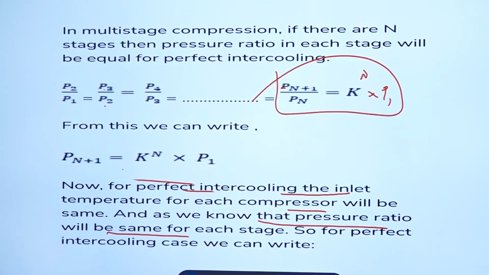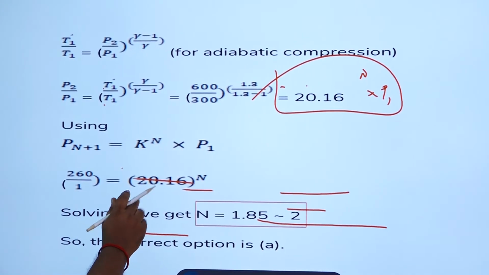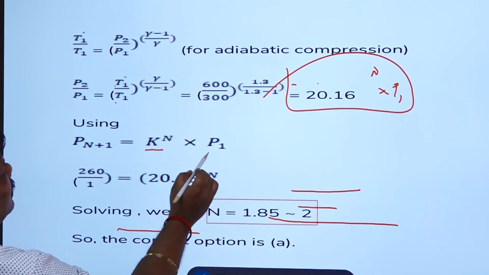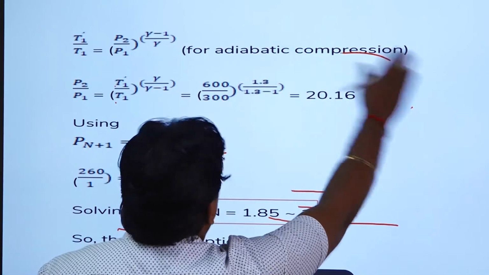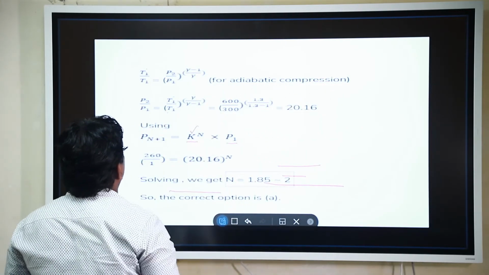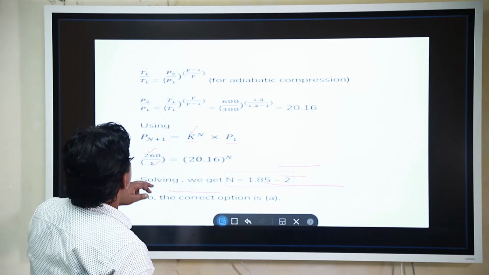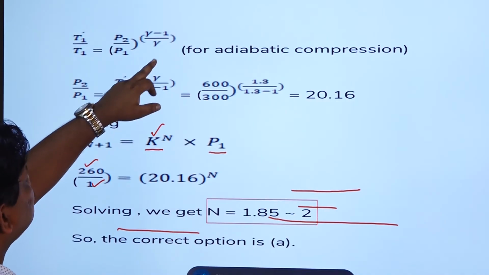So for perfect intercooling, we can find the value of n from Pn plus 1 equal to K power n into P1. K is not known to us, so you have to find the value of K, and P2 by P1 is known to you. That is (T2 by T1) whole power gamma by gamma minus 1.